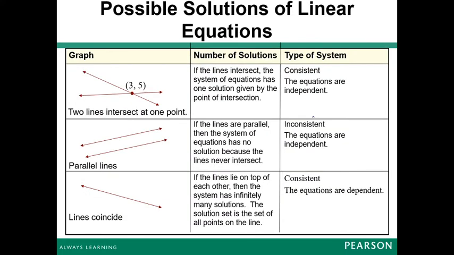Look at that graph. Two lines intersect at one point. If the lines intersect, the system of equations has one solution given by the point of intersection. So it's consistent and the equations are independent. If the lines are parallel, then the system of equations has no solution because the lines never intersect. So the system is inconsistent and the equations are independent.